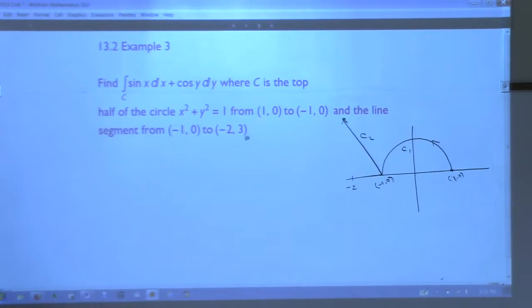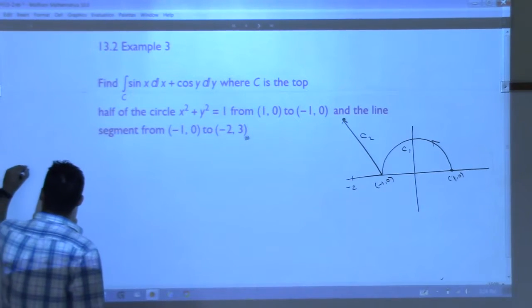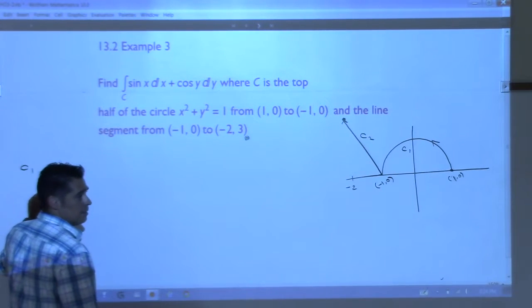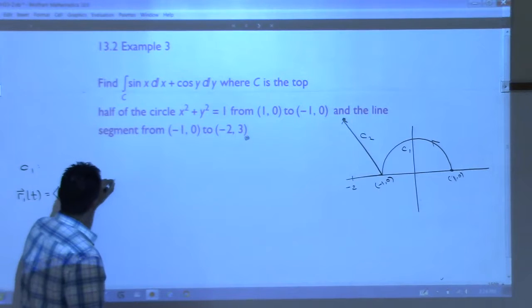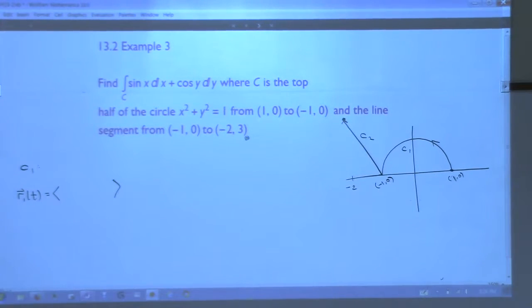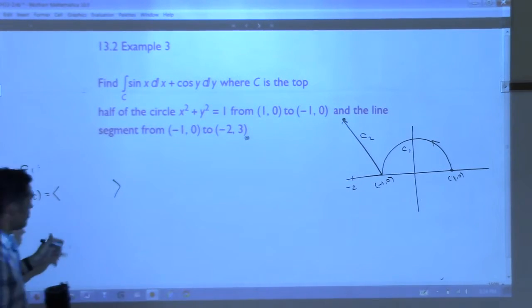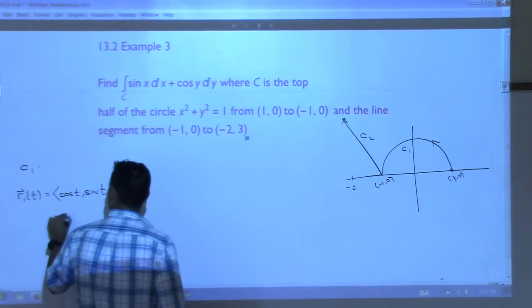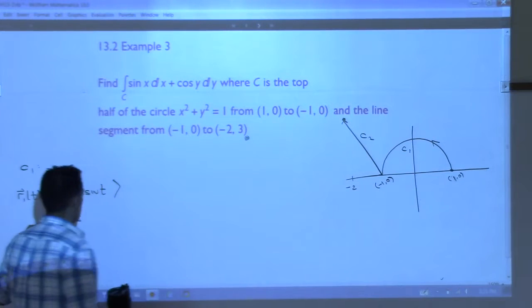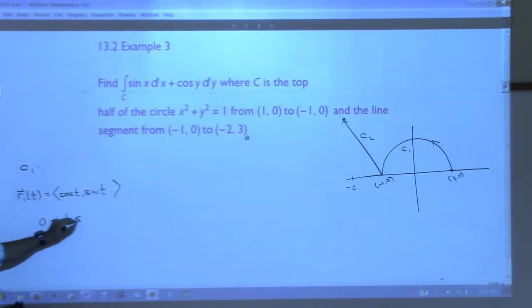So I know you're capable of this, so I'm going to ask you for C1, okay? For C1, what's the vector function that will draw me C1? Cosine t, sine t. Restrictions on t? Okay, 0 to pi. Perfect. All right. Everyone agree? Yeah.